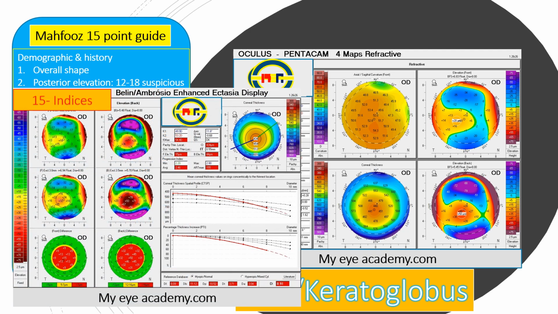Let's confirm it with the indices. All the indices are within the red range, and the balance curve is deviating before the 6 mark, and it's not following the dotted lines. All this is confirming that it is an abnormal cornea, which we actually interpreted ourselves without the indices. Let's move on to the next case.